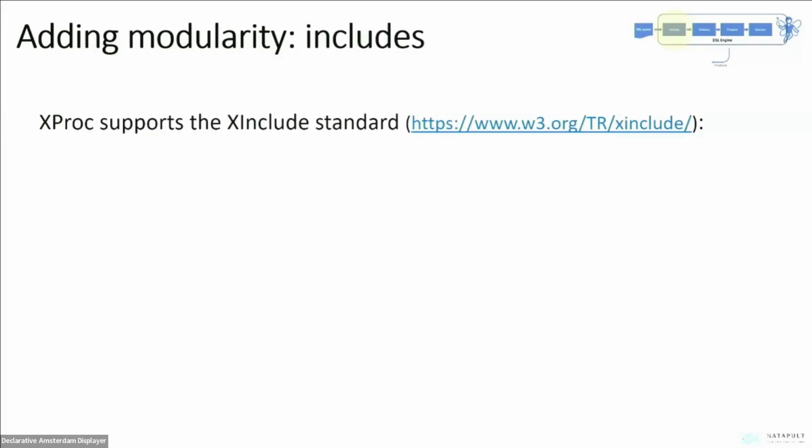To do this, XProc supports the XInclude standard. And XInclude is a very simple standard. There's more to it than I'm now going to tell you, but this is the gist of it. What you do in your source, you write xi:include href equals some file. The xi prefix must of course be bound to the right namespace.